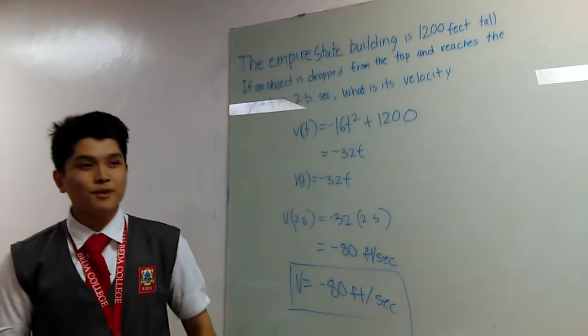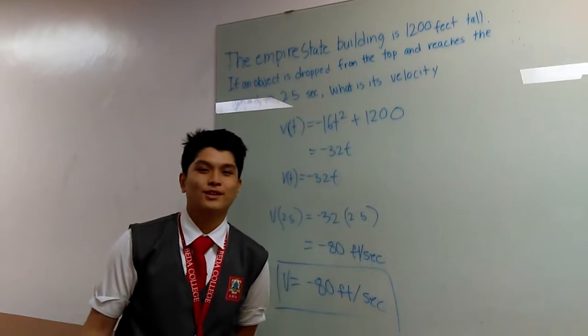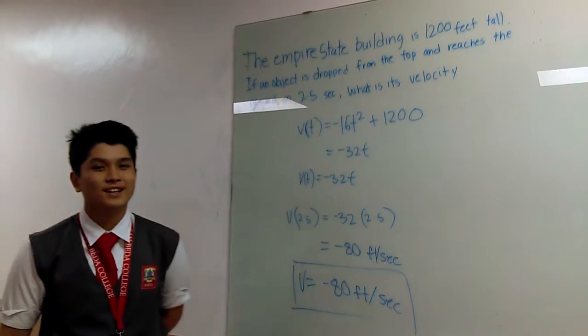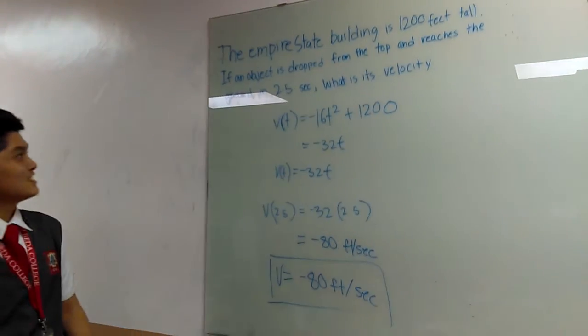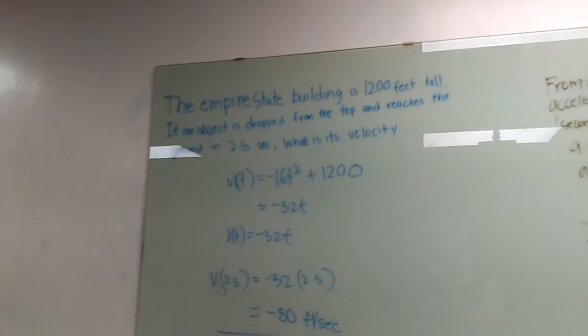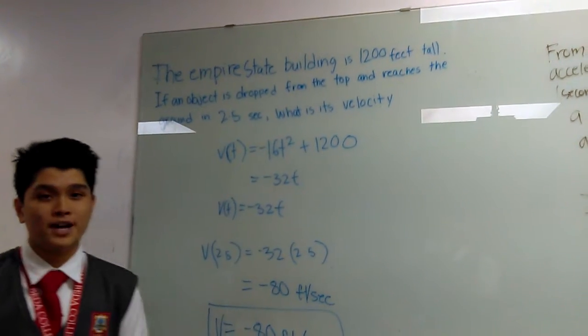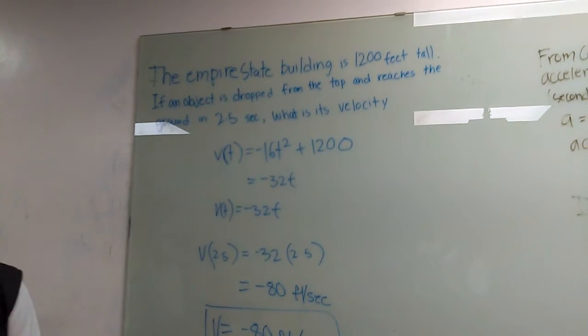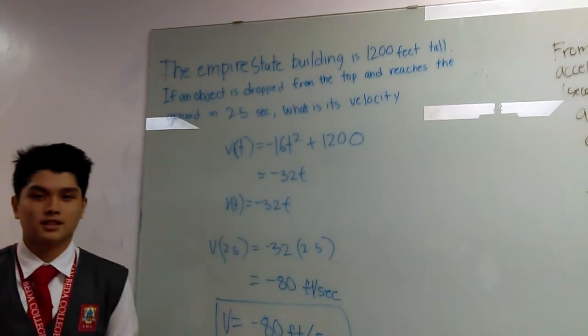Good morning. So our topic for today is applications of calculus in real life. And our first question is, the Empire State Building is 1,200 feet tall. If an object is dropped from the top and reaches the ground at 2.5 seconds, what is its velocity?